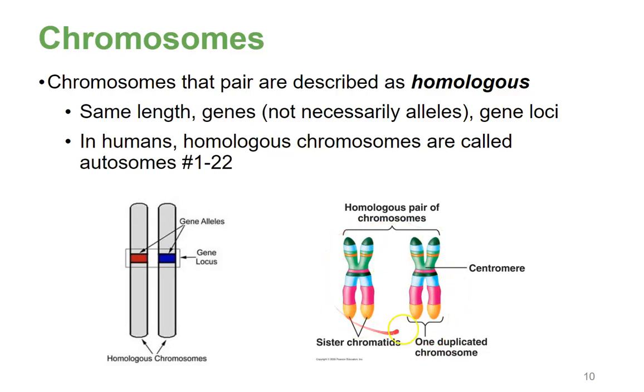I know these probably look a little different than what we've been looking at. Same length, same genes, but not necessarily the same allele, same gene loci. So on one pair of chromosomes, let's say this is the gene location for blood type. Let's say this one is A, and then this one is B. So they're not necessarily going to be the same allele, meaning the same variation of that trait for blood type, but the blood type trait is going to be at the same location for the homologous pair of chromosomes.